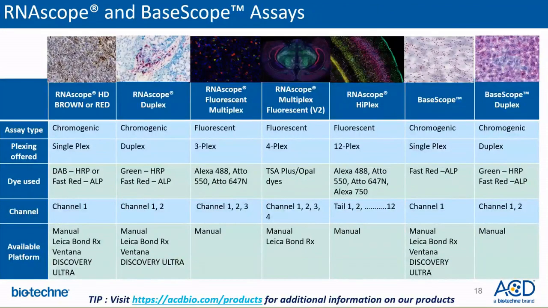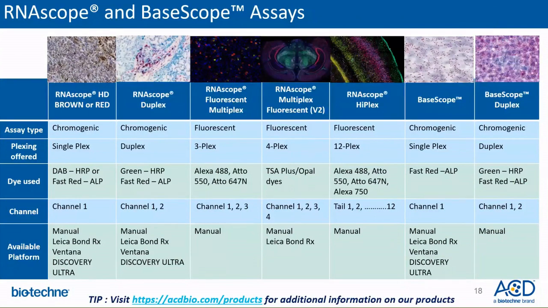This slide summarizes all the assays that are currently available from ACD. We have chromogenic single-plex brown or red assay and duplex assay on both the manual and automated platforms. The multiplex fluorescent assay allows detection of up to 3 targets for V1 assay or up to 4 targets for V2 assay, and with the high-plex kit, up to 8 or 12 targets simultaneously in a single tissue section.